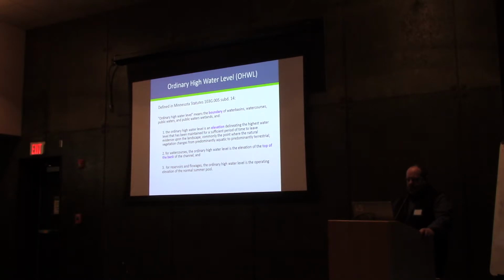It says the highest water level that has been maintained for a sufficient period of time to leave evidence upon the landscape, commonly the point where the natural vegetation changes from predominantly aquatic vegetation to terrestrial. For watercourses, it's top of bank. That can be challenging, especially in altered systems. And for reservoirs and flowages, it's the normal summer pool level.